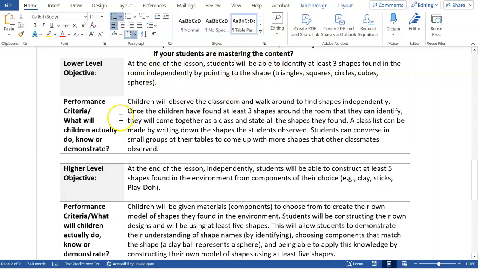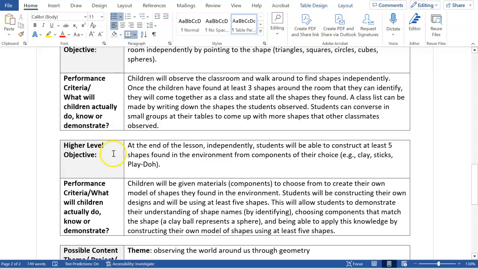So then at the higher level, remember, lower level is remember, understand, apply. Higher level is analyze, evaluate, and create.